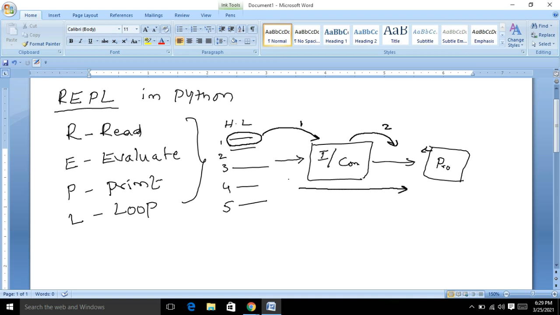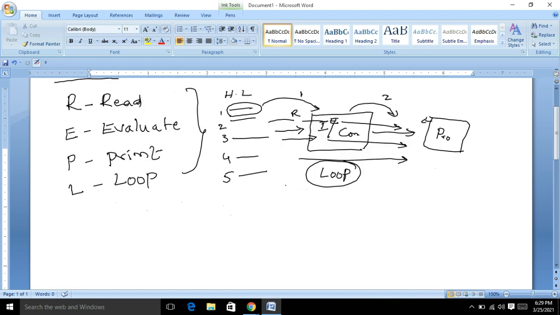For the second instruction, again we read, then again we evaluate as per the syntax of the particular language, and then we execute on the processor. We repeat the same steps for each and every instruction within the program. That means we are repeating the same activity again and again, and we call it a loop. Okay friends, I will explain with an example and show it online.